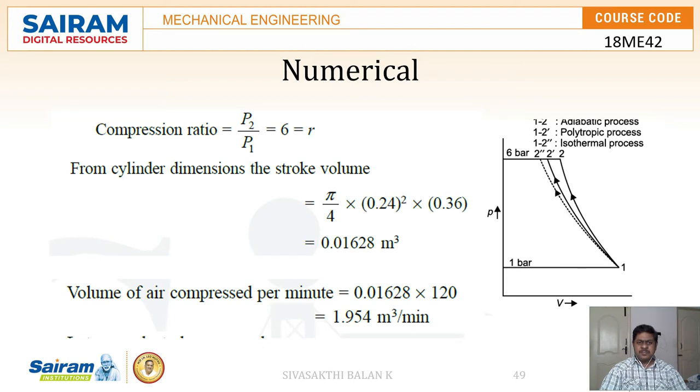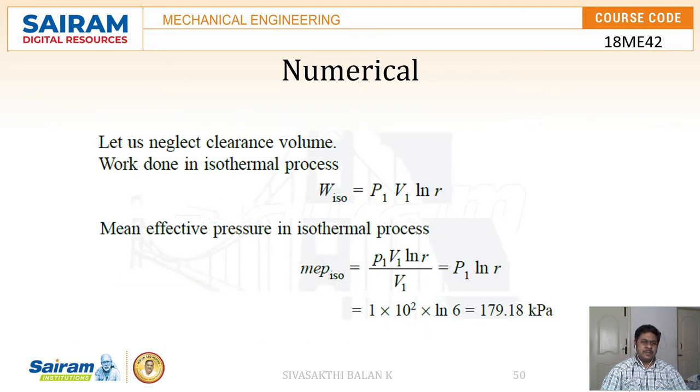The compression ratio is P2 by P1, which is given as 6. For the cylinder dimensions, the stroke volume is pi by 4 D squared L. D and L are given in the problem, and replacing those values here, you will get the stroke volume as 0.01628 meter cube. The volume of air compressed per minute, for 120 rpm, we multiply by N, and we get 1.954 meter cube per minute. And we assume the clearance volume as 0, or let us neglect the clearance volume to make it very simple.